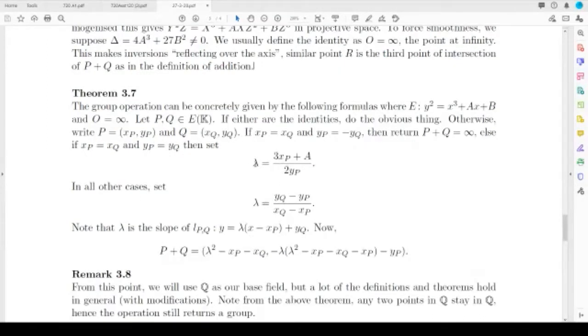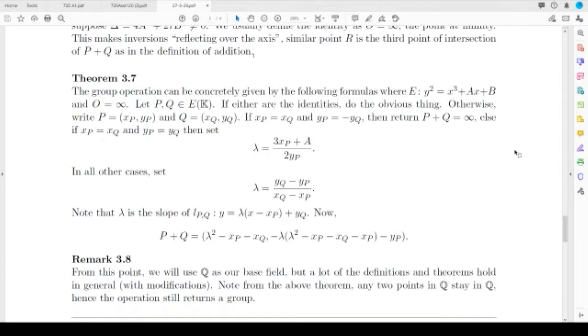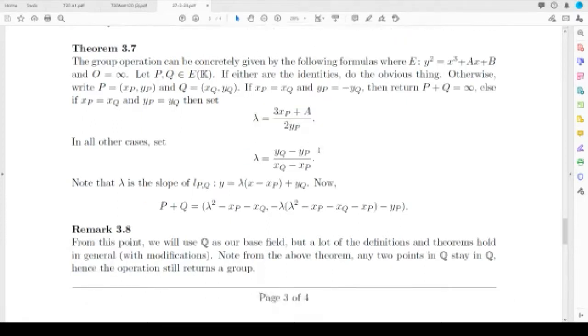So if we have 2 points p and q, and either of them is the identity, then we do the obvious thing. If p is minus q, and this happens when y of p is minus y of q, then we give the identity here because p is the inverse of q. Otherwise, if p and q are the same, so if we're doubling p, then we take lambda to be this. I'll explain what lambda is later, and otherwise we set lambda to be this.